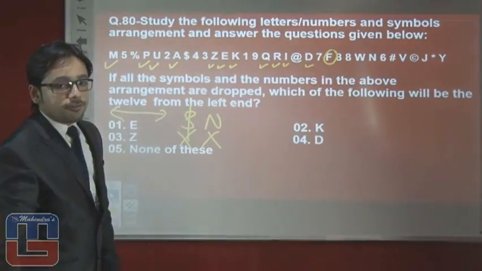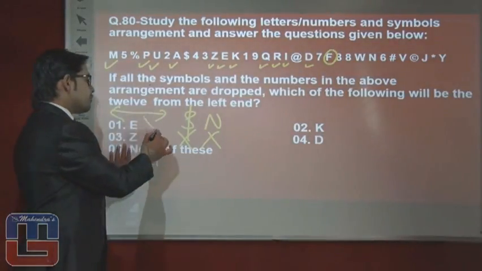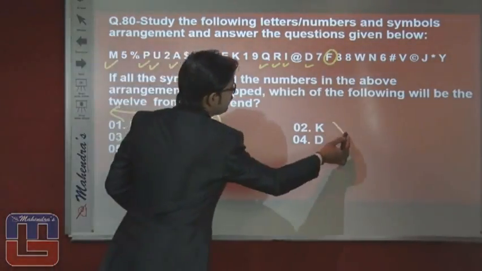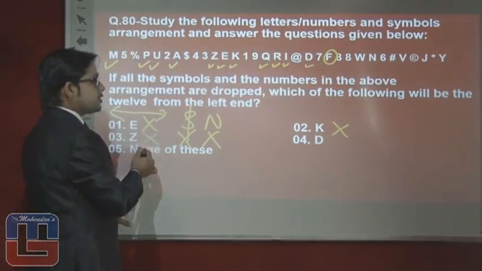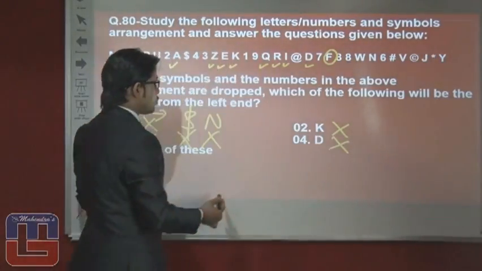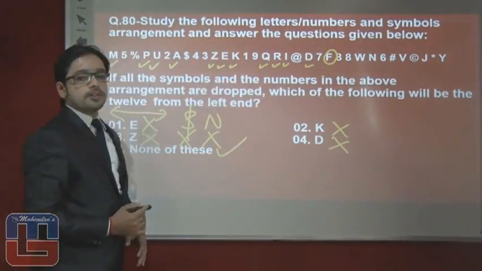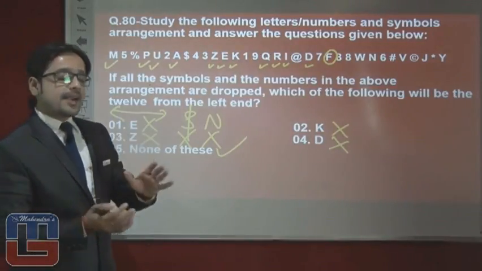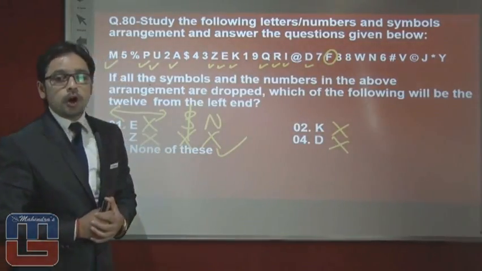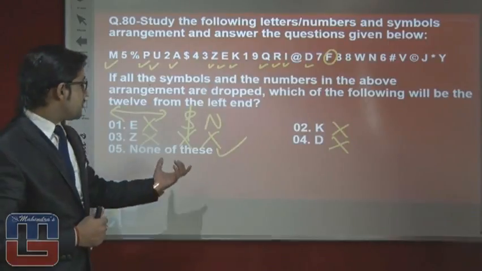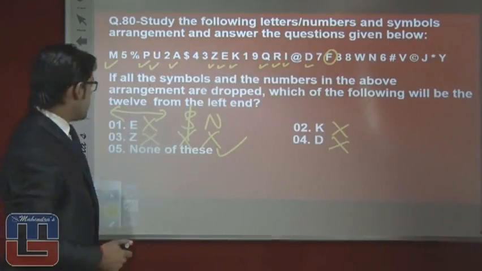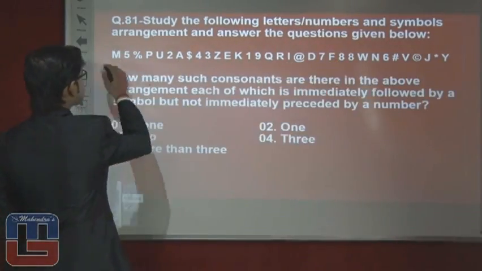Answer will be F. First option is E, false. Second option is K, still false. Third option is Z, false. Fourth option is D, false. So we can say answer will be none of these, because we are finding F, but there is no option which is written F. So answer will be none of these. Let's move on towards the next question.